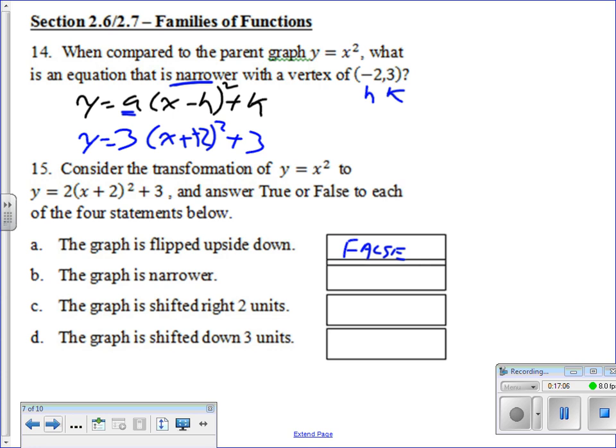The graph is narrower. True or false? True, because this number in front, the a in front, is larger than 1. This is true. The graph is shifted to the right 2 units. The plus 2 means that I go to the left 2, inside opposites. This would be false.